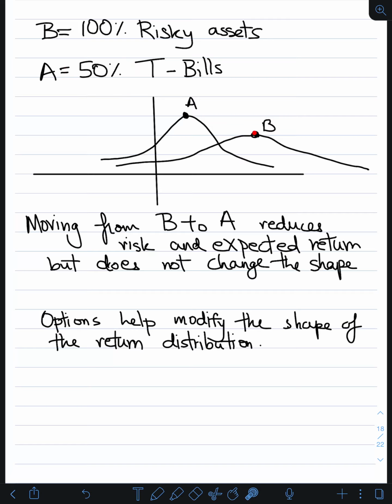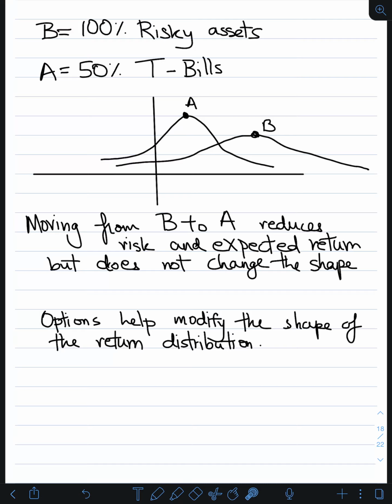Now, these should be normal distributions. I can't really draw effectively on an iPad, so just assume that they're normal distributions. As you can see, if you're at point B, you'd have more of a variation. There's more risk, but there's also a higher expected value. This return is higher than this return here. So we have a higher return, but also a higher risk.